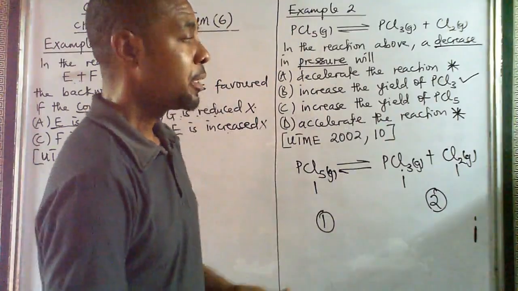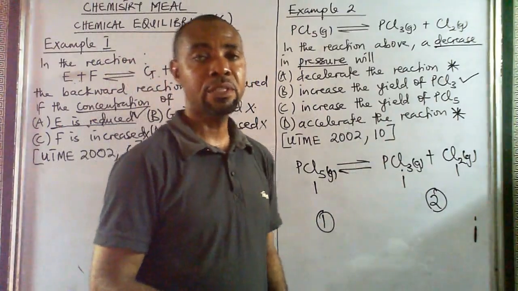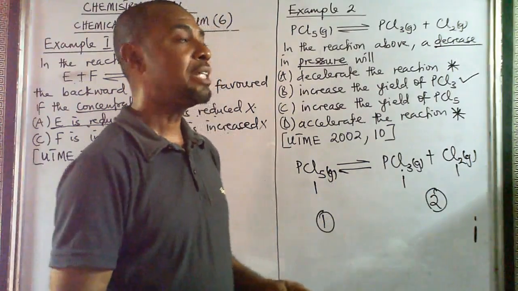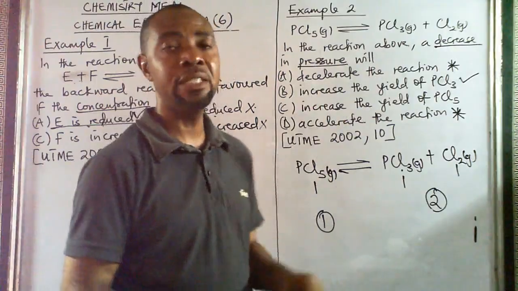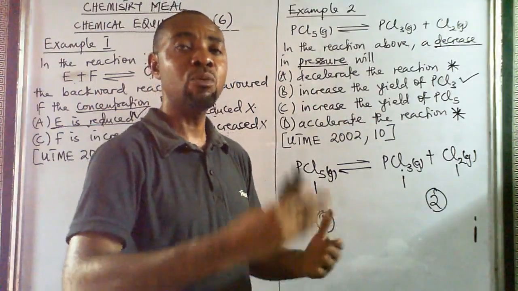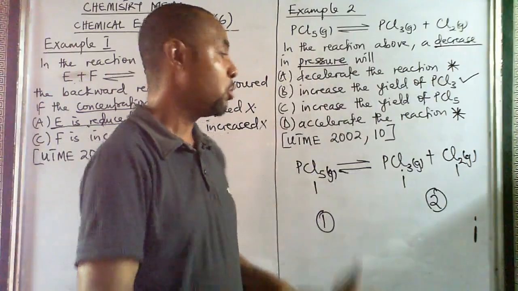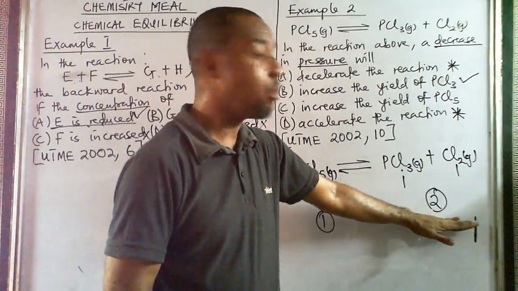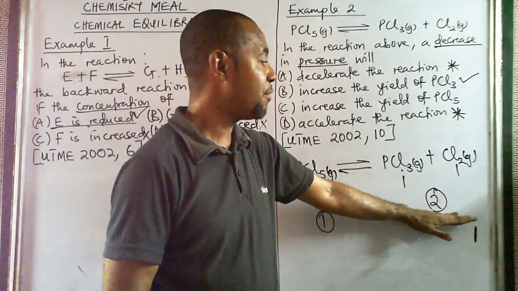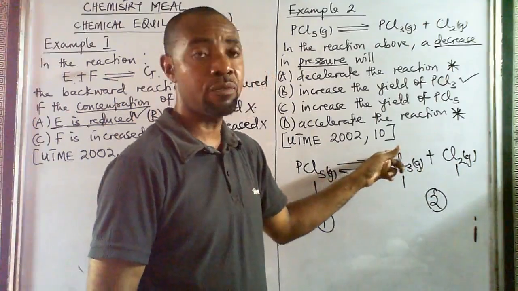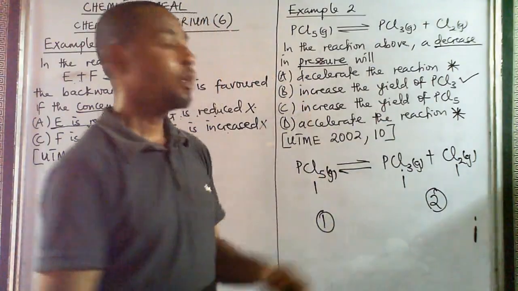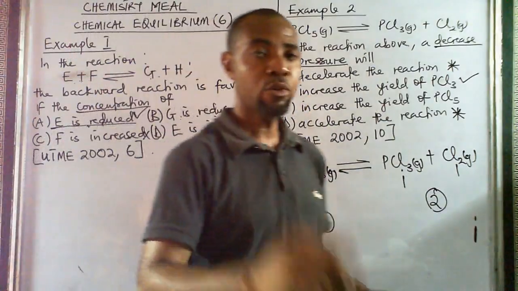Remember, increase in pressure will favor the side with fewer moles, which is less volume, while decrease in pressure, like in this question, will favor the side with more moles. That's why this side was favored, because on this side we have more moles. And because this side has been favored, we will produce more of it. That's why the answer is option B.